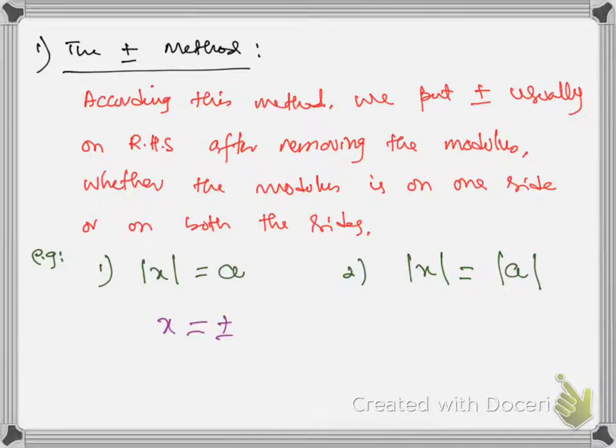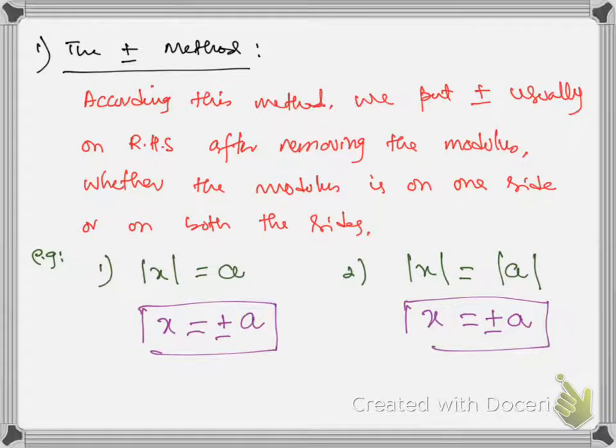In both the cases, we can remove modulus by writing plus minus on right side as x is plus minus a. So this is the way to remove modulus when modulus is on one side or on both sides. This is the plus minus method.